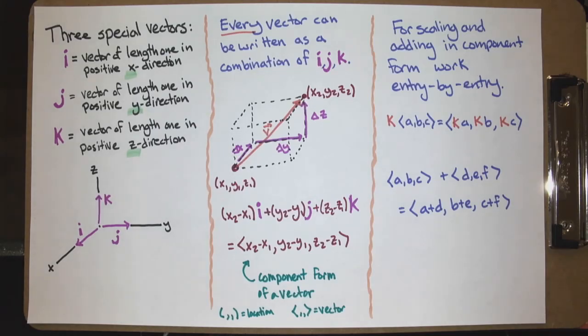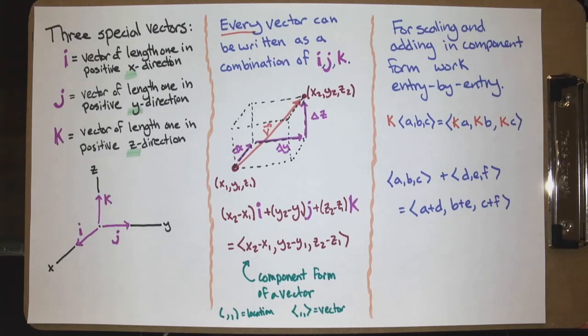Okay, so now vectors, they're not so hard to find. If I know where I start and where I stop, just take the differences in each entry. Well, we talked about scaling. We talked about adding. Turns out, when you write it in this component form, it's still very straightforward.